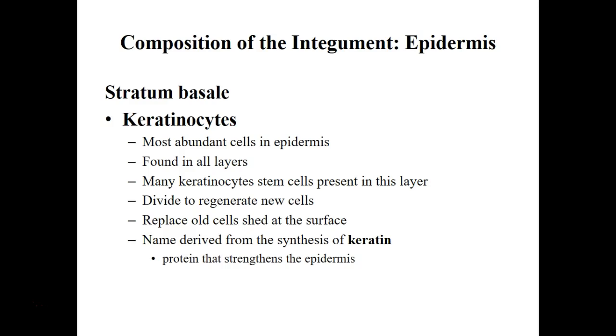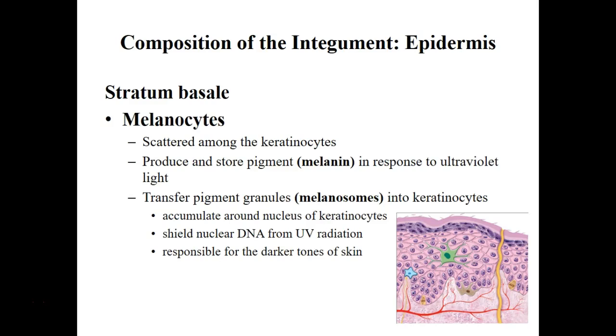Keratinocytes are found in the stratum basale. These are the cells that produce keratin. Keratin is the protein that strengthens and produces that waterproofing coating of the skin, the protective membrane. Melanocytes produce melanin. Melanin is a pigment that helps in giving our skin its color. It also protects us from UV radiation. The more melanin we produce, the more protection we have from the UV radiation.